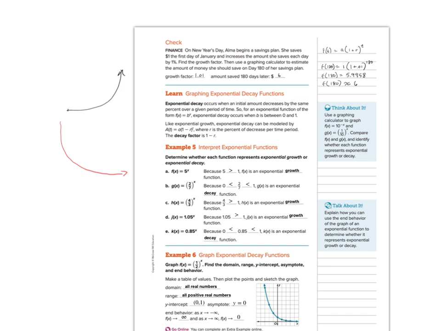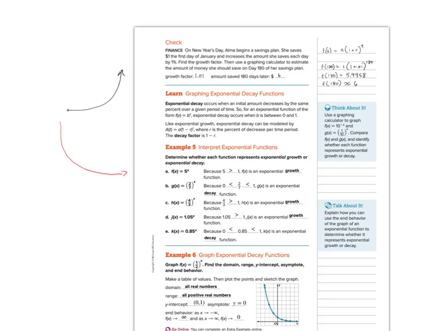So here we talk about exponential decay, and it is decreasing. It occurs when the initial amount decreases by the same percentage over a given period of time. It occurs when my base is a decay factor somewhere between the value of 0 and 1. We're taking a portion away.